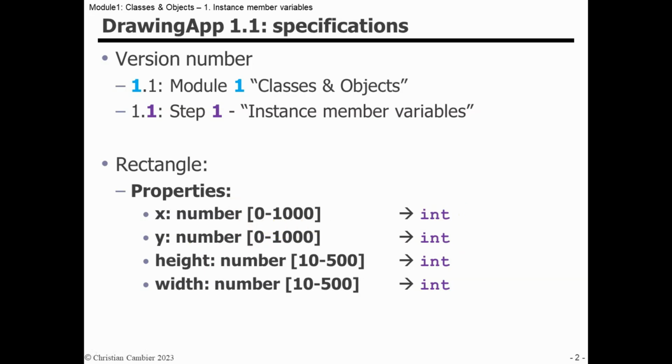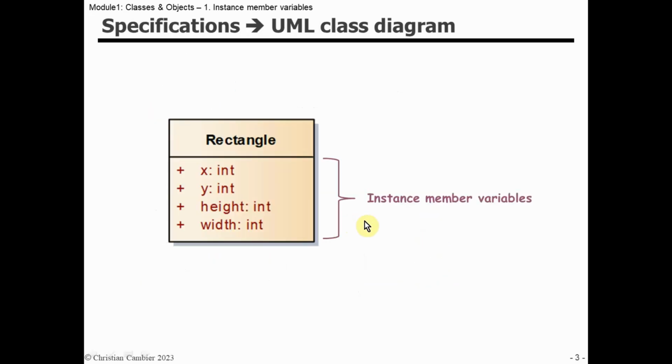So the first step is translate specifications to a UML diagram, and that leads to the following class diagram. So we have our rectangle class in which we define the 4 properties x, y, height, width of type integer. The plus means public. What that really means will be explained in the video about encapsulation. Now these are what we call member variables that will be linked to a specific object. We call them instance member variables.